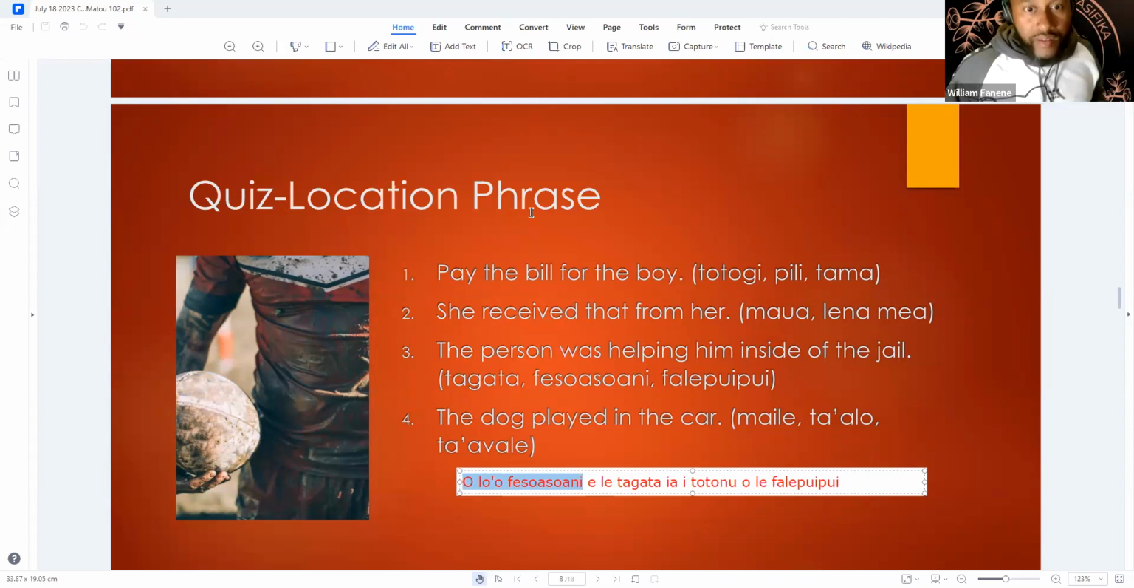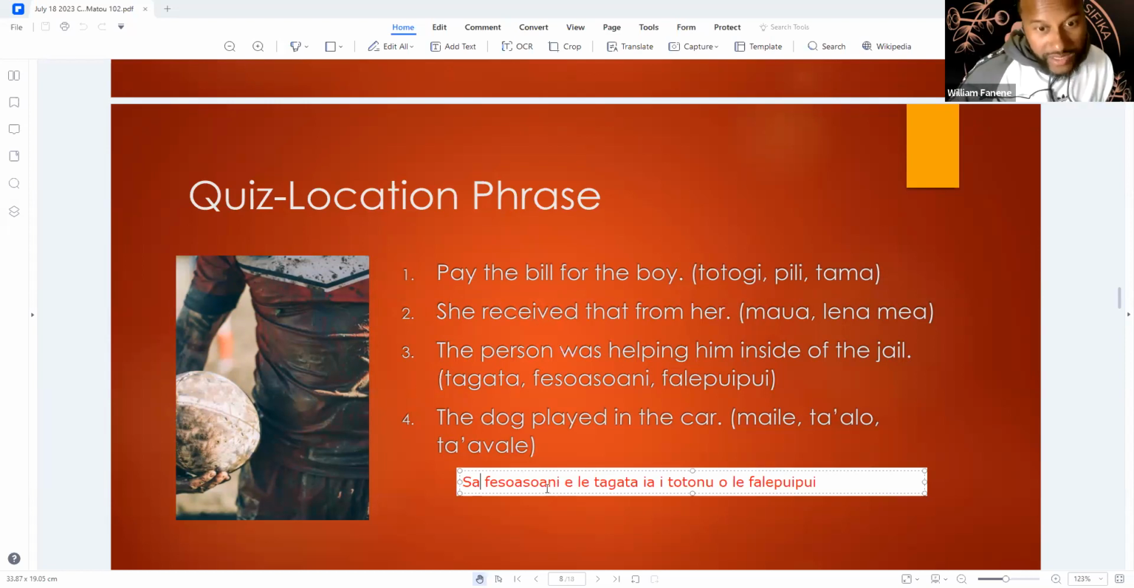Now let's go back. So olo fesosoani means what? Someone said sa. Okay, sa. Yep. So olo fesosoani means is helping. Was helping is sa. So it's a past tense. If I say olo fesosoani, that is like right now, like trying to get him out of jail right now. But it's not right now because we're saying was helping. So it's a past tense.